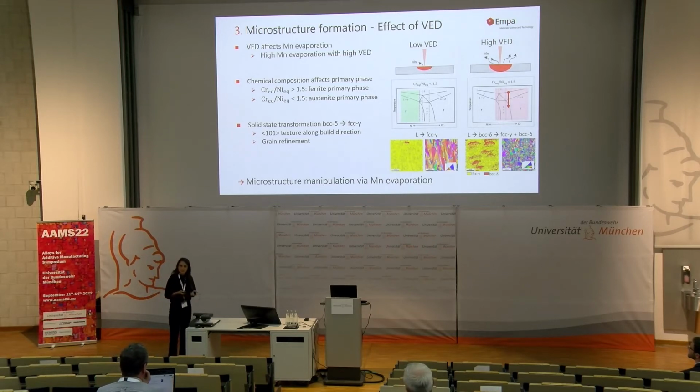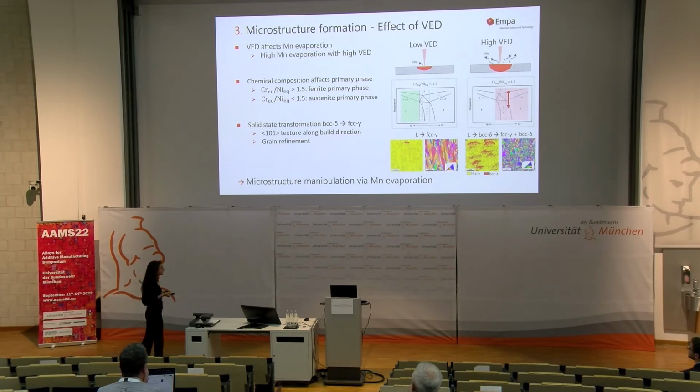And this solid state transformation leads to grain refinement, but also leads to the formation of this specific 101 texture, because there is a very strict orientation relationship between the primary ferrite and the transformed austenite. So much about that, so much information.